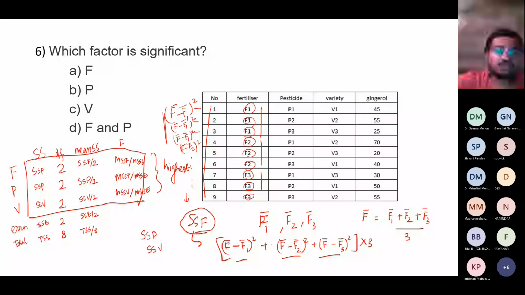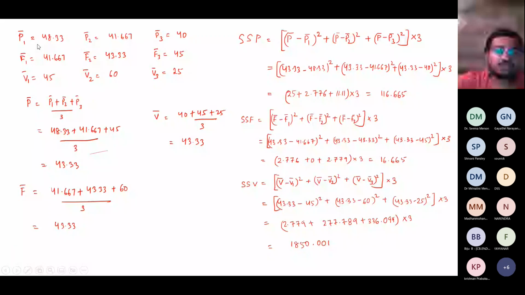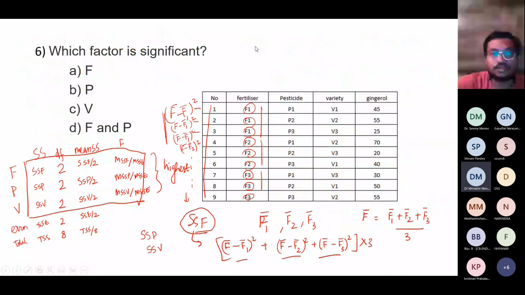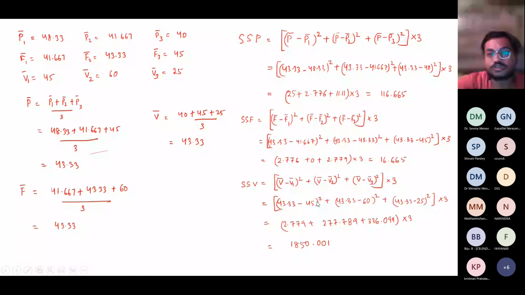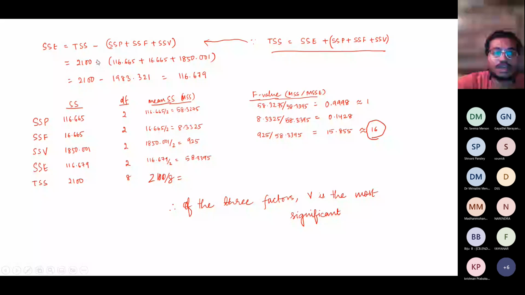So we calculate the average yields for pesticides P1, P2, P3, fertilizer F1, F2, F3, and varieties V1, V2, V3. Then we calculate the average for all the pesticides, all the varieties, and all the fertilizers. Then we put the formula that we had here for all 3 of them. Then we get the sum of squares for all 3 of them. Here, using this formula, total sum of square is equal to sum of square of error plus sum of squares of all the factors. So from this formula, we can calculate the sum of square of error by just bringing all these terms to this side.